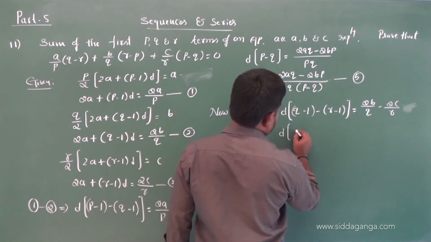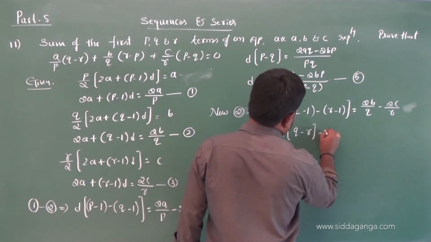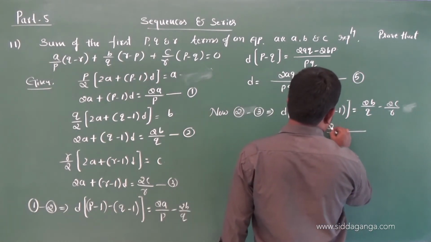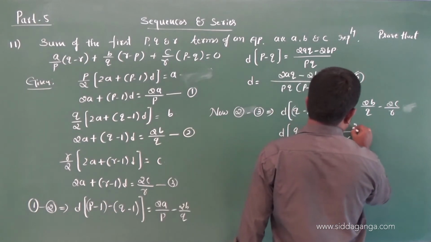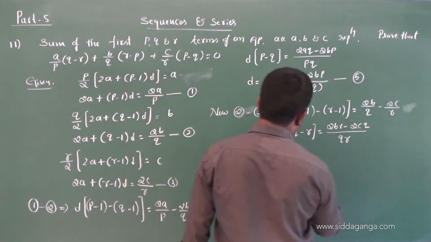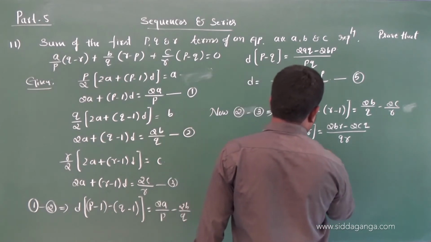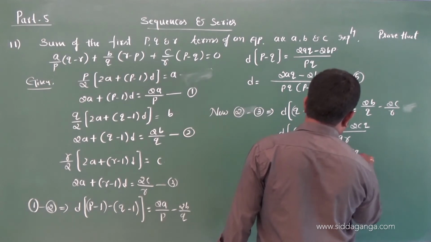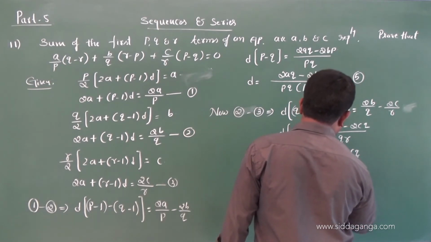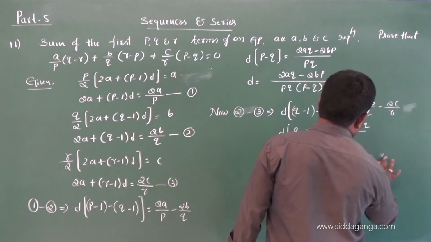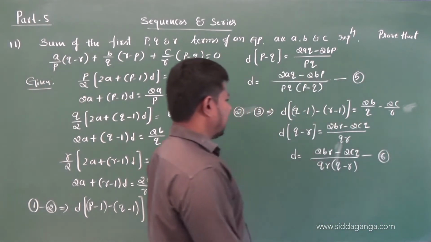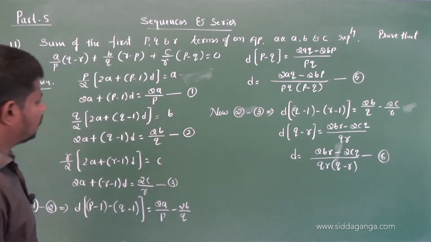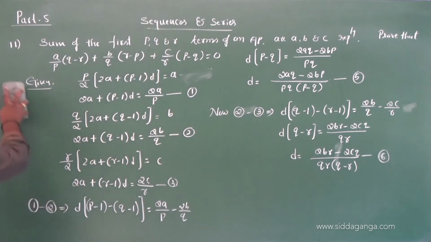So d into (Q minus R) equals, QR is the LCM, you get 2BR minus 2CQ. From this you will get d is equal to (2BR minus 2CQ) by QR into (Q minus R). This is equation 6. Now let me equate equations 5 and 6, and you get the answer. Okay, now I am going to rub this.